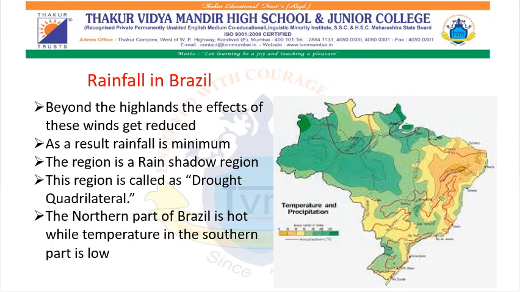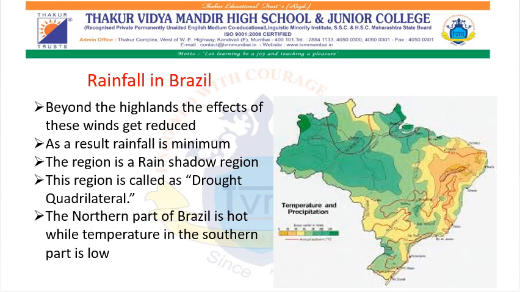As we have seen, the Great Escarpment is obstructing the winds. So beyond the highland, the effect of these winds is reduced and the rainfall is minimum in this region. So this region is called a rain shadow region, which is known as the drought quadrilateral. The northern part of Brazil is hot, while the temperature in the southern part is low. Seasonal variations are also found in this pattern.